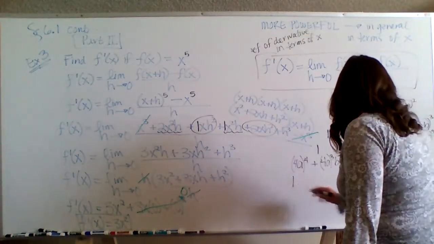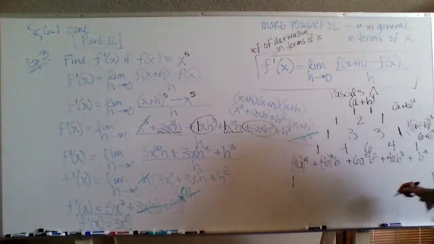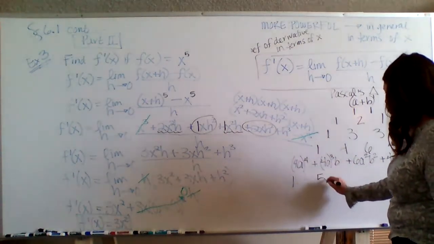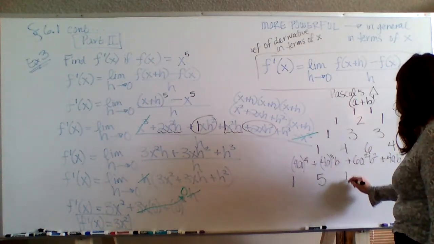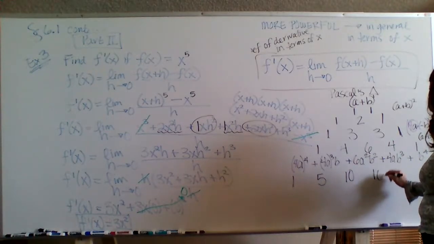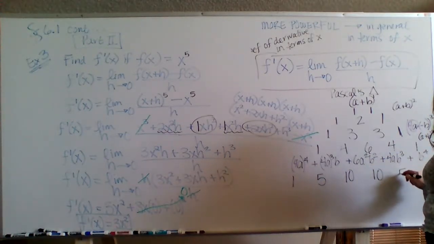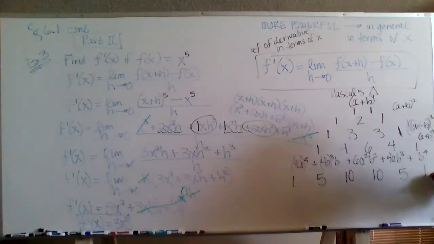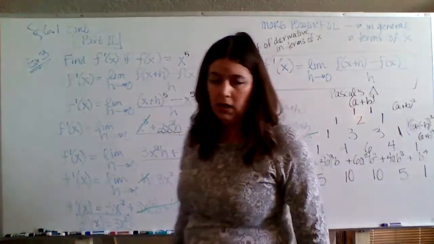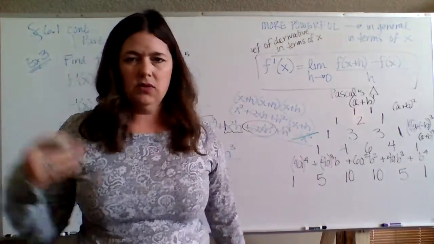So remember, we start and end with a 1 always. And then we get the numbers in the middle. You take this 1 and you add it to this 4 and that becomes a 5. You take this 4 and add it to the 6 and that becomes a 10. You take this 6 and add it to a 4 and that becomes a 10. This 4 and 1 would become a 5. And I had the 1 on the end to end with. So I have a 1, 5, 10, 10, 5, and 1. They have patterns that you'll see.